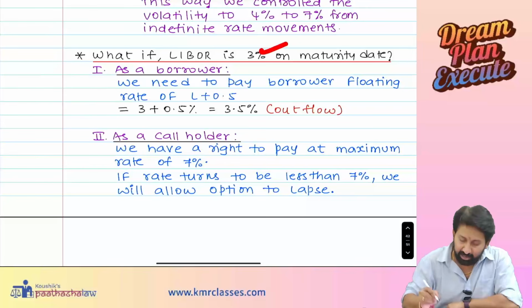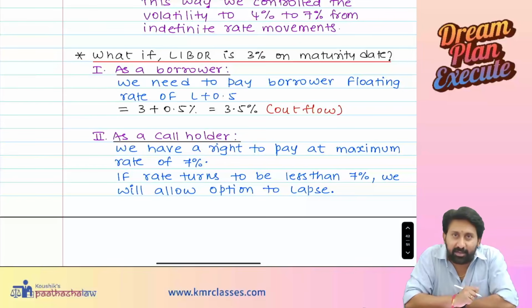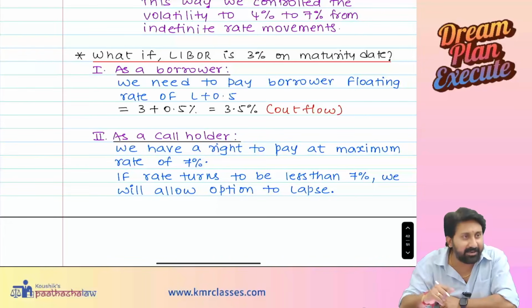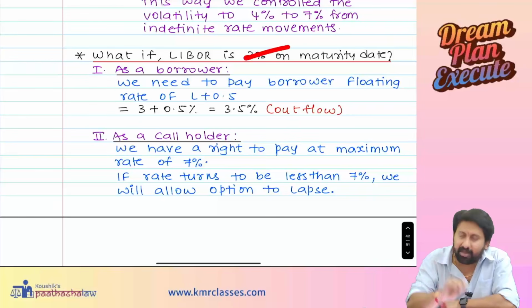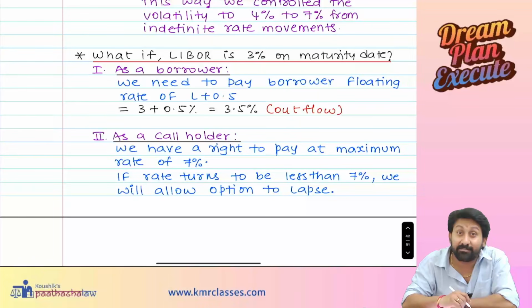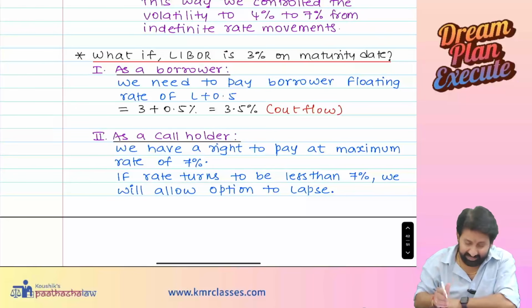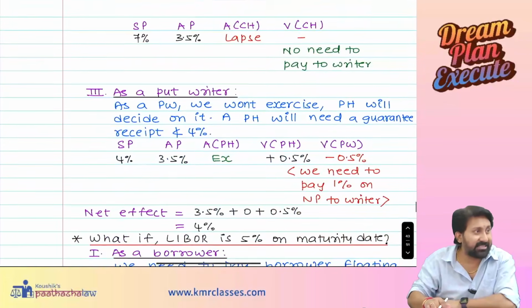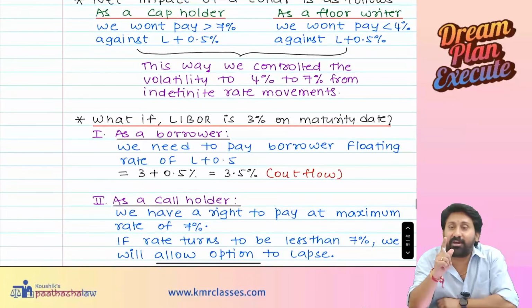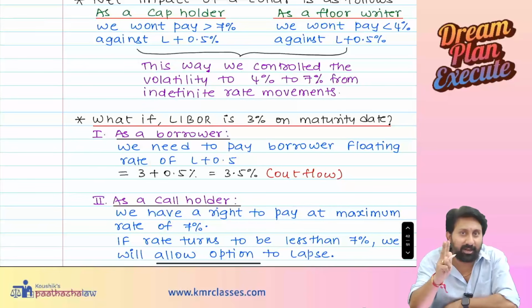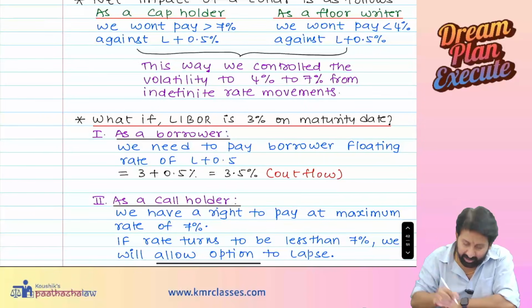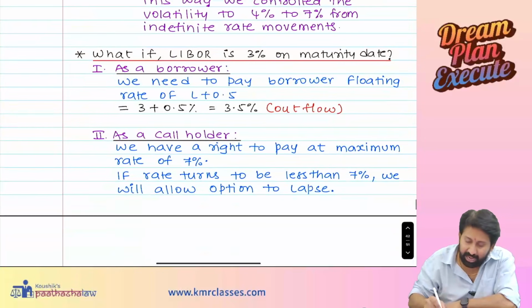What if LIBOR is 3% on maturity date? What happens if the LIBOR is 3% on maturity date? If you understand this, the problem becomes dead easy. I will do it as 3 cases, because you are a real borrower, you are a call holder, you are a put writer. We have to see all the 3. As a borrower, I will pay LIBOR plus 0.5, 3.5.